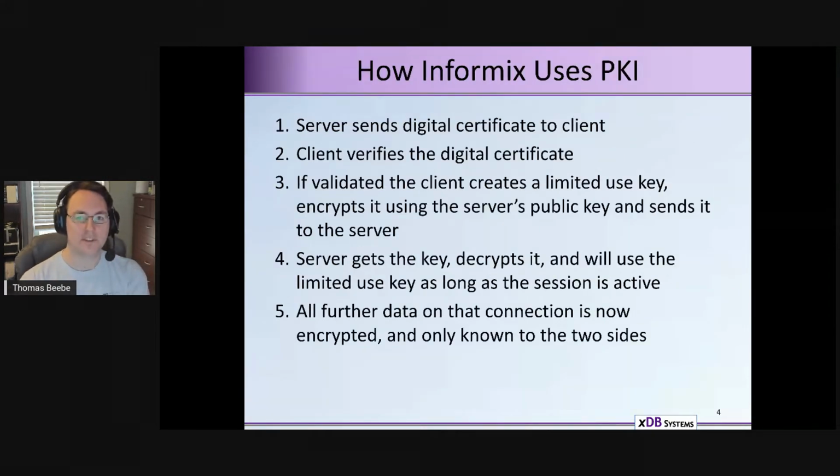So how Informix actually uses it. What happens is the server sends the digital certificate to the client. This is the public key. The client has the public key. It generates its own connection piece to be able to encrypt. It will connect to the server. The server will send a digital certificate to the client, and the client will then verify it. So it's using the two pieces, the public and private key, to validate that we are who we say we are, and that we can communicate.